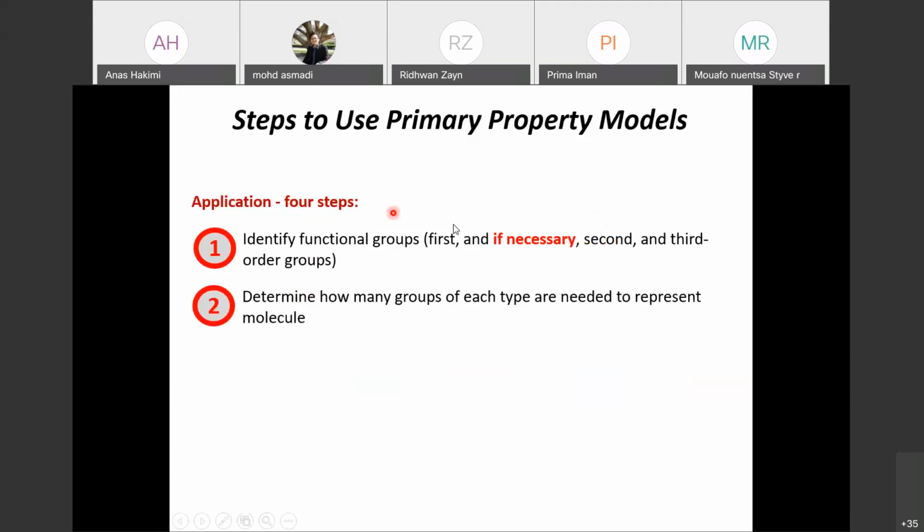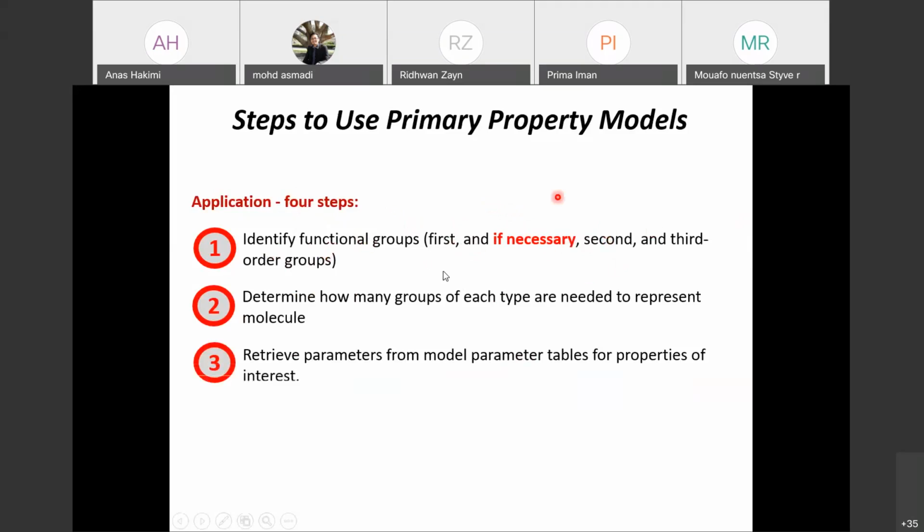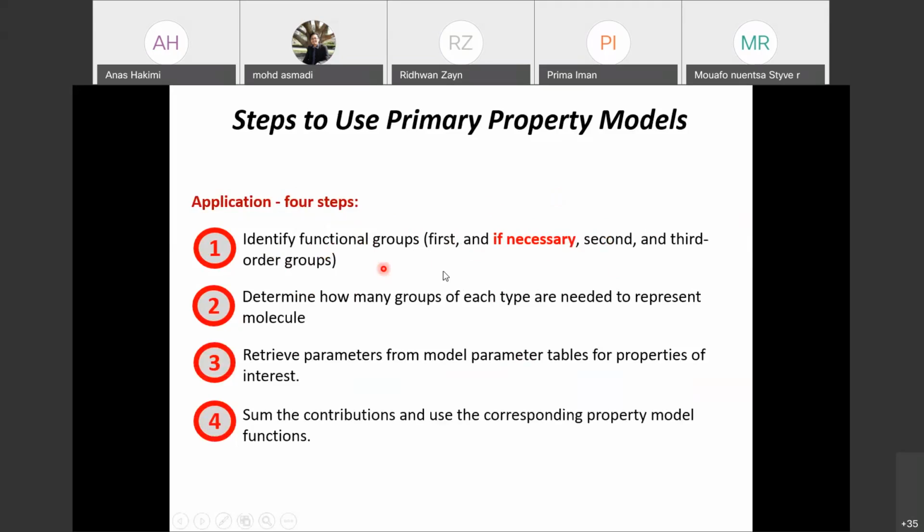And then you have to determine how many groups of each type are needed to represent the molecule. This one is, for example, CH3: how many groups does the molecule have? CH2, how many groups? Benzene ring, how many? Okay, and then retrieve parameters from the model parameter table for the properties of interest, sum the contributions, and use the corresponding properties model function. Okay, this is the fourth step.